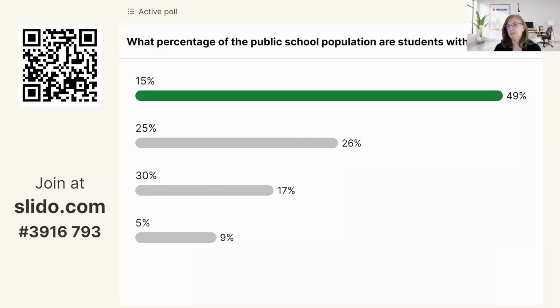What percentage of the public school population are students with disabilities? And as you type in your response, you'll see that it's completely anonymous. We have no idea who is submitting what. I'm going to drop the source that we used for this Slido poll in the chat. Links to an interesting article by the Pew Research Group.